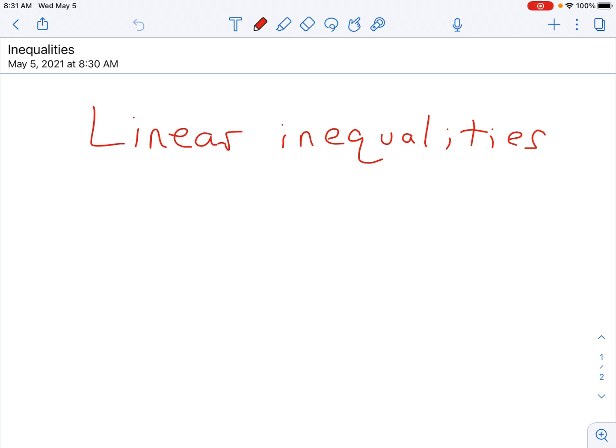So let's start off with linear inequalities. An inequality means that it's not equal. So it's kind of equal. It's either like greater than or equal, greater than, or less than. So something like this would be a linear inequality. We want to know y is greater than negative 3/2 x minus 1.